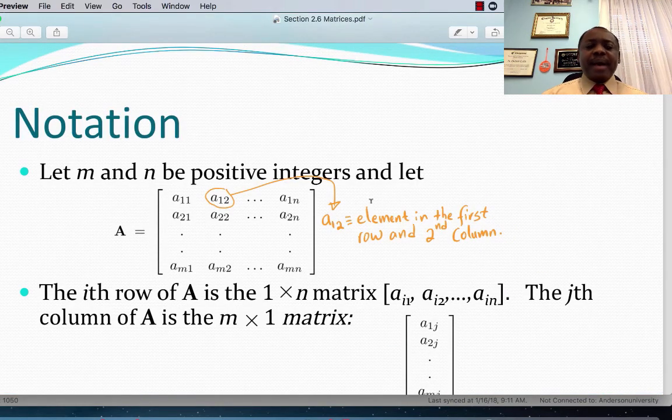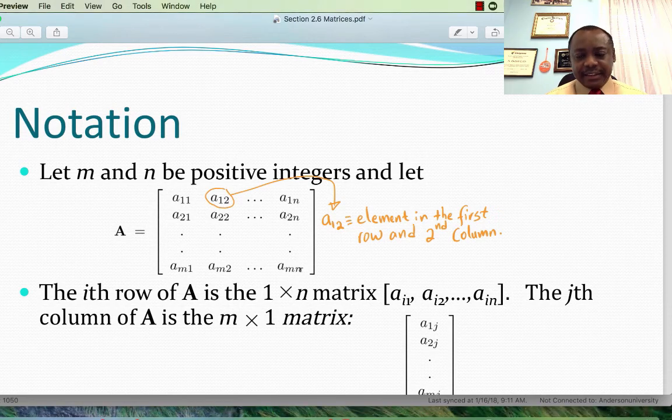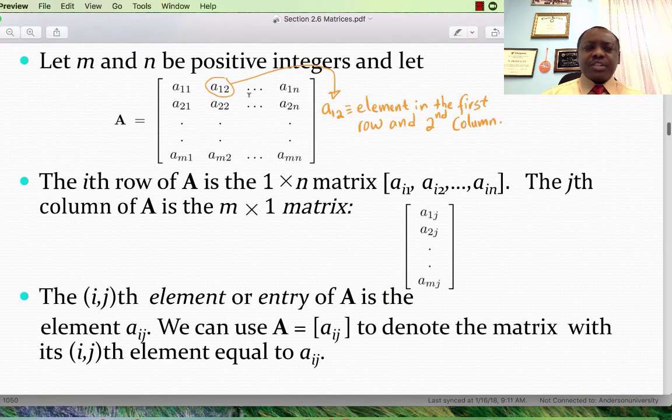Notation. An m by n matrix is represented in this matrix form where a11, a12, a1n is such that the element a12 is the element that sits in the first row and second column. So this element right here is the element that sits in the second row and second column. That is why it is a22. amn is the element that sits in the mth row and nth column. But we will not use this notation often, especially when it comes to proofs.